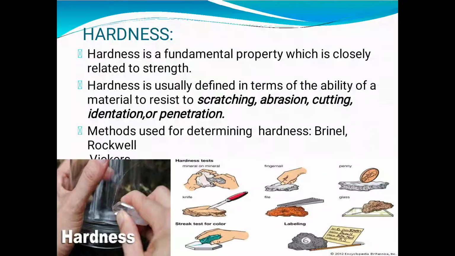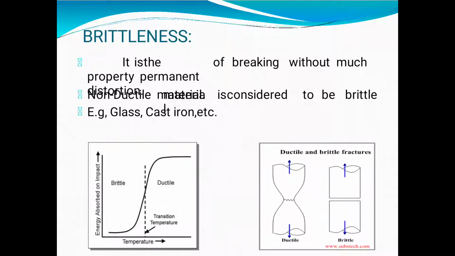Hardness is a fundamental property which is closely related to strength. Hardness is usually defined in terms of the ability of a material to resist scratching, abrasion, cutting, indentation or penetration. Methods used for determining hardness: Brinell, Rockwell and Vickers. Brittleness: breaking without much permanent distortion. Such a material is considered to be brittle. Example, glass and cast iron.